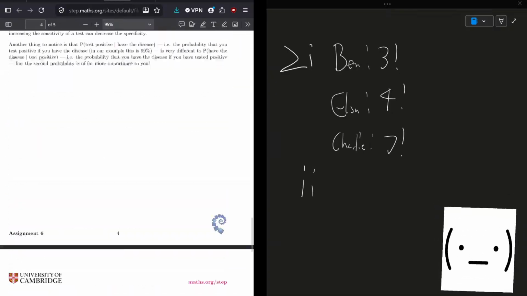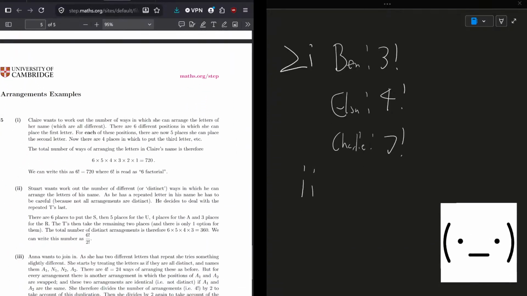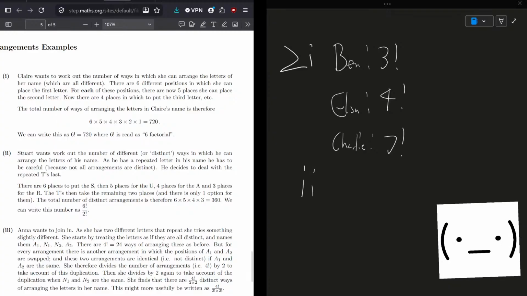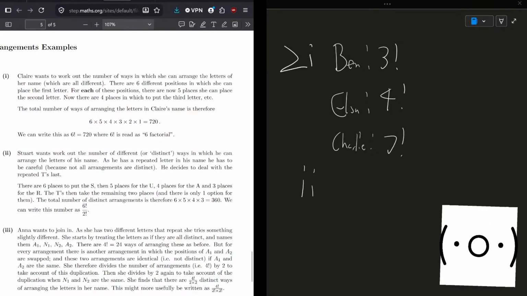Okay, I'm just going to read the thing. So yeah, the first one is fairly obvious. It's factorials. Repeated names. How do you do this again?